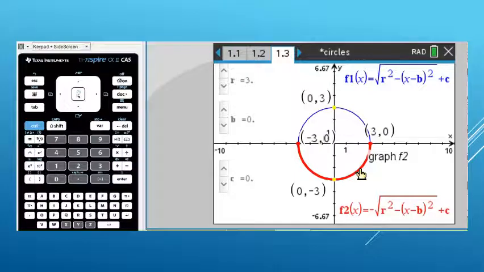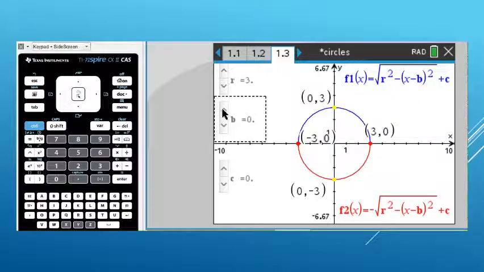Because b and c values are 0, I'm just saying r is 3, so it'd be r squared, 3 squared, 9, minus x squared. So it'd be y equals minus the square root of 9 minus x squared for the bottom half. The top half, the blue one, would have the equation y equals the square root of 9 minus x squared.